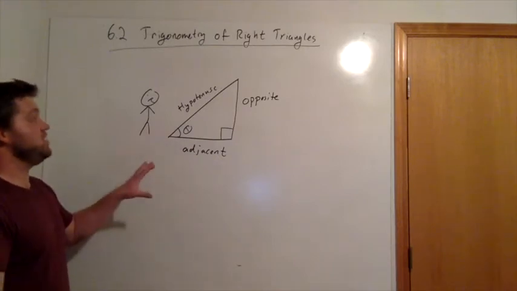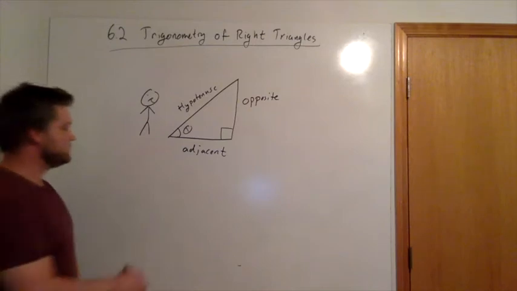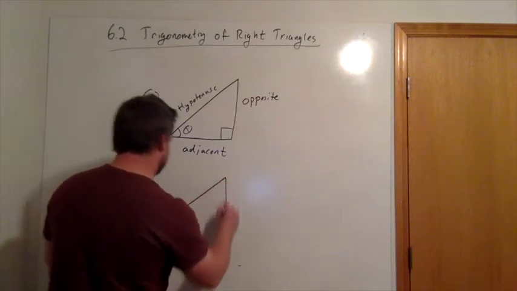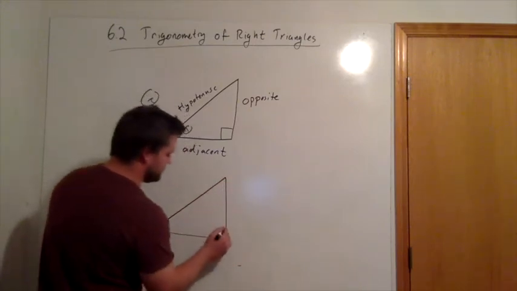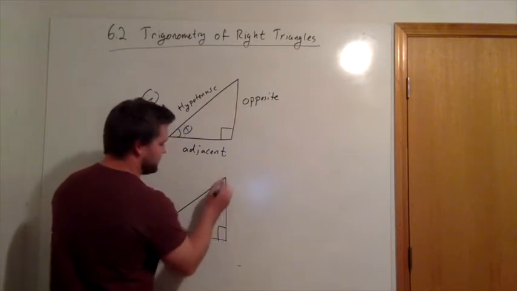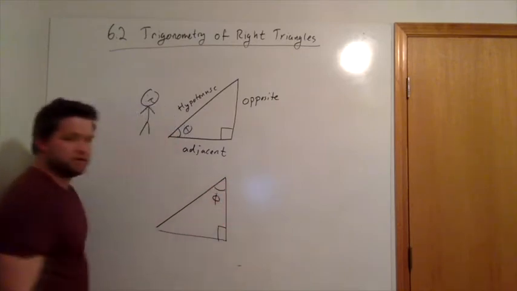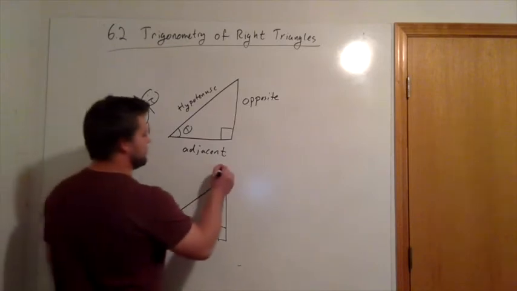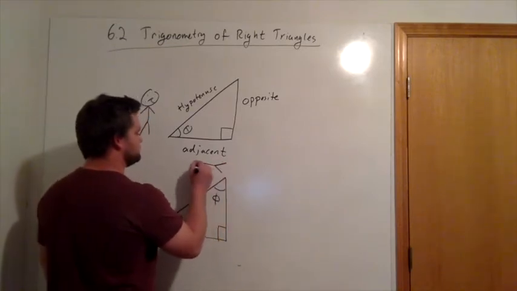Now these names get changed if we're standing at a different location. So let's imagine for a second I draw this same triangle. Let's call this angle here, how about we call it phi, the Greek letter phi? And let's say that we're instead standing right here.